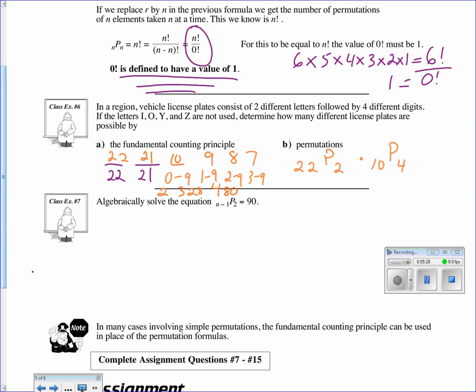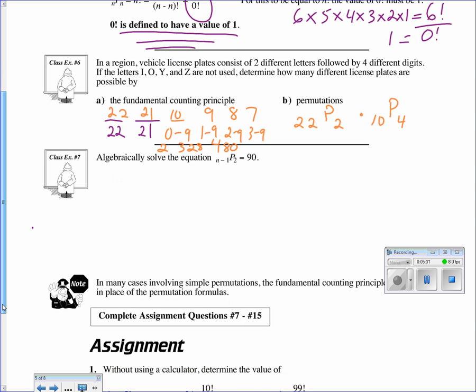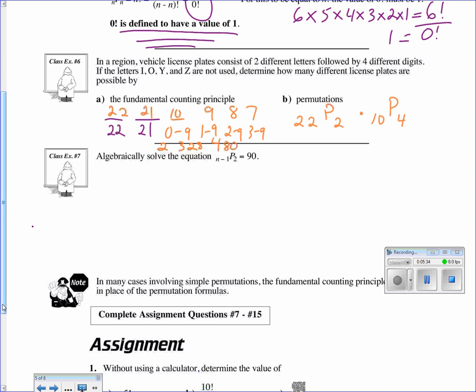Algebraically, we have one equation to solve, and this is a fun one. n minus 1 p2. Well, what does that mean? It means n minus 1 times n times n minus 1, and I have to keep going down from n minus 2, n minus 3, n minus 4. I'm going to stop there. Hopefully I have some canceling happening. In the bottom, remember what that notation means.